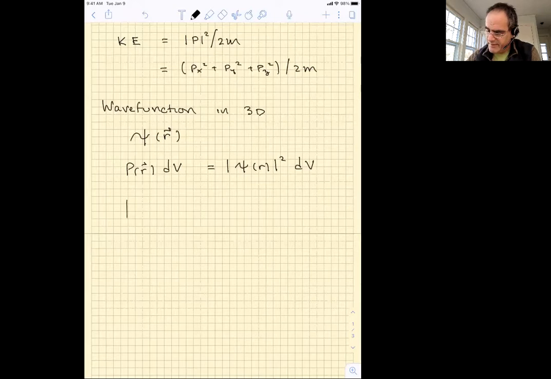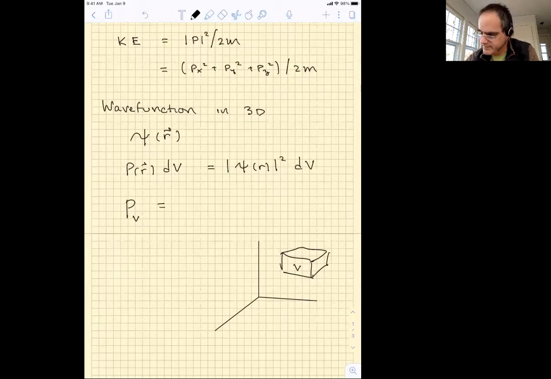And the probability to find the particle in some location of space, let's say in some volume of space, perhaps here, is just given by the integral of the probability density over the volume. Okay, where the triple integral denotes an integral over a volume.